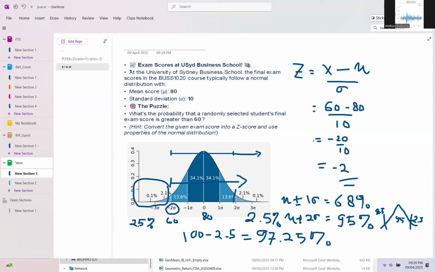Even so, even though we don't have a Z-score table, we can still answer the question correctly. Okay, I hope this can help you.